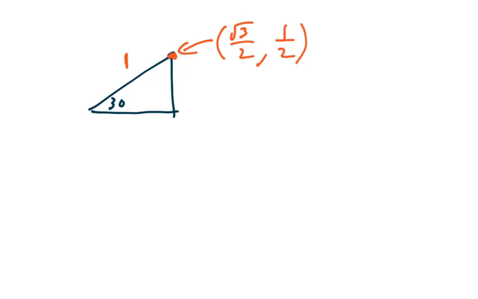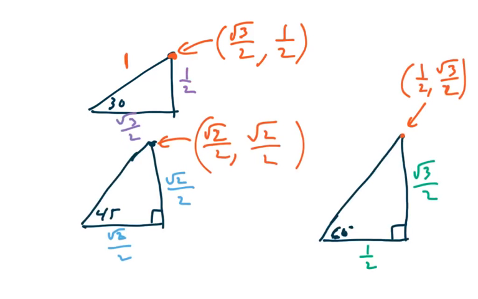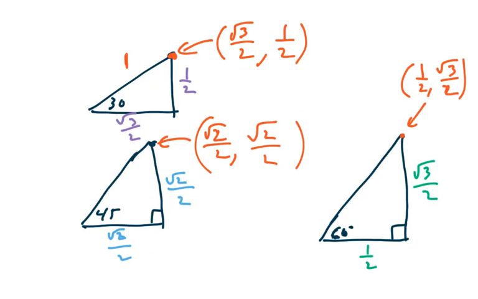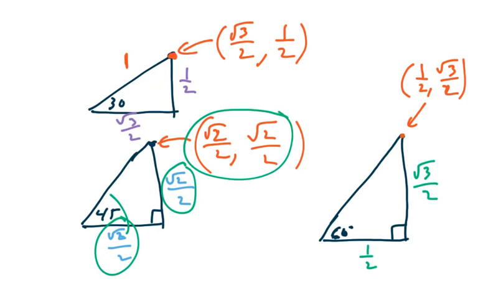And I'm going to pause the video and set up the next two triangles to save a little time. Okay guys, I'm back. I wanted to speed things up here a little bit. Notice if you look down here, which I just circled in green, you'll note that with a 45-degree angle, I got square root 2 over 2, square root 2 over 2 as my coordinates.